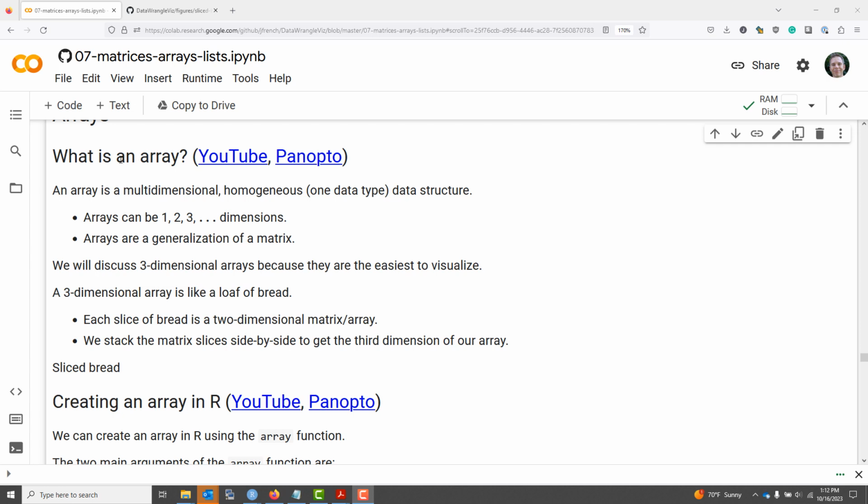So what is an array? An array is a multidimensional, homogeneous data structure. Homogeneous means that it only has a single data type. So if we're talking about an array, we know there's only a single type of data that's going to be stored in that array.